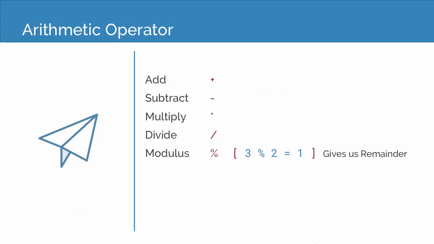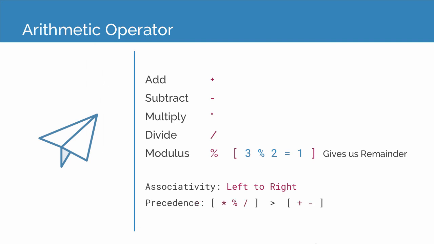So in this video at the end, we also learned about associativity, that is, solve the equation from left to right. And also we learned about precedence, that is, these operators get the highest priority compared to plus and minus.